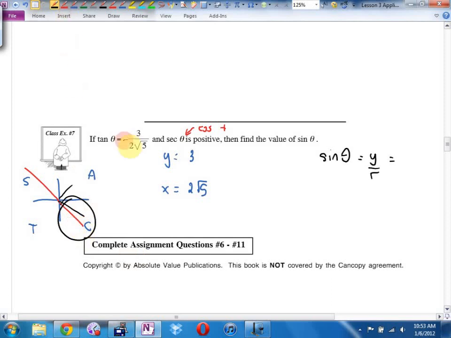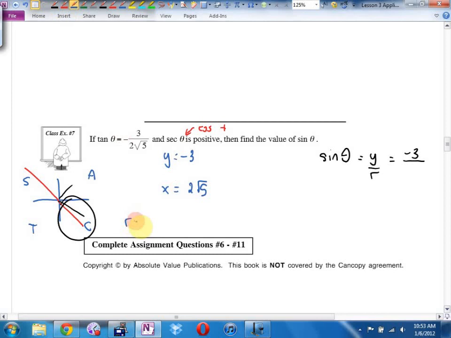Do I know x? Do I know y? Amanda, is there some lovely equation that relates x and y and r together? Really? What? Or as I like to say, r is just the square root of x squared plus y squared, which is the square root of 2 root 5 squared plus negative 3 squared.